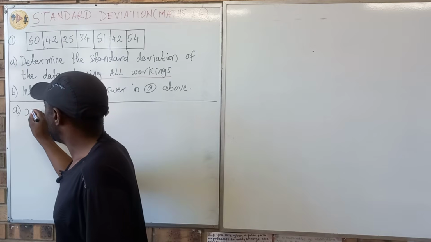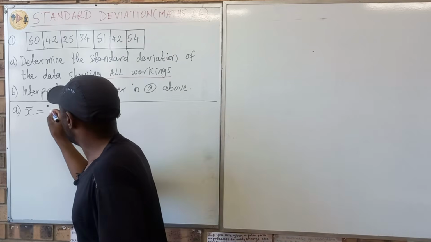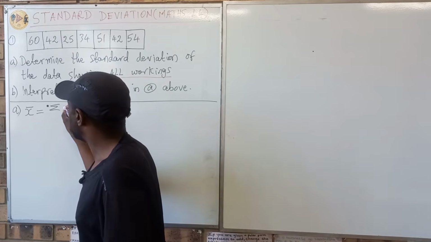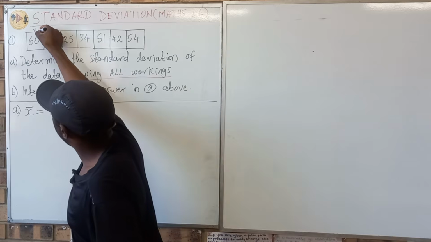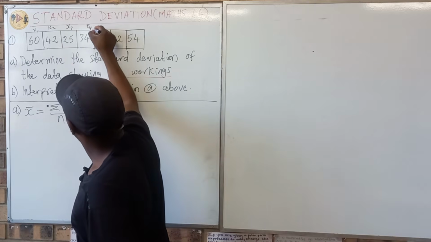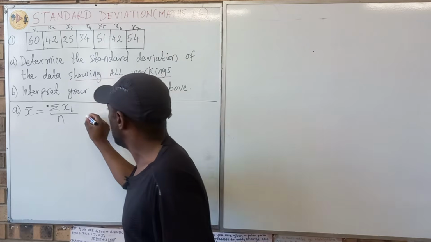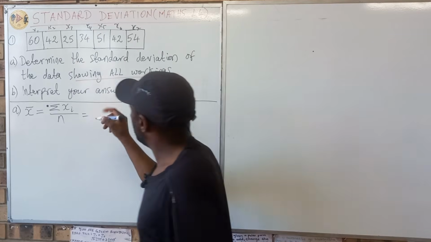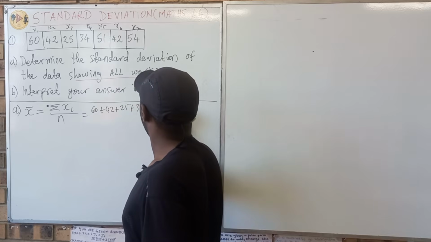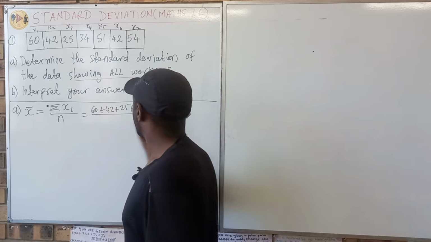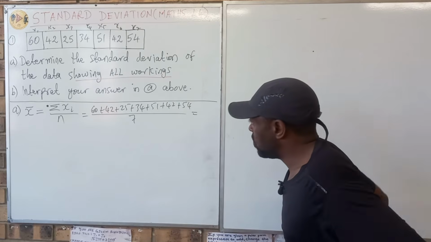The first one is the formula for the mean, which we usually represent as x bar, and that is equal to the sum. This sign stands for the sum, which is addition, of our x values divided by n. So xi means x1, x2, x3, x4, x5, x6, x7. To calculate the mean, I'm adding up all my x values, which is 60 plus 42 plus 25 plus 34 plus 51 plus 42 plus 54. I divide by 7. You see it's x1 to x7. If I do that on my calculator, it will take me to the mean.